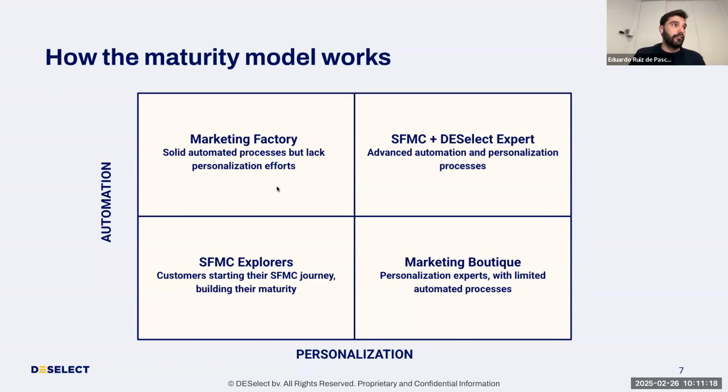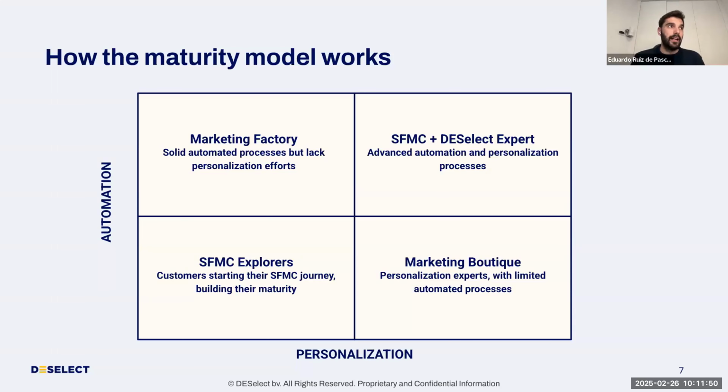So they're not mature in either of the two axes yet. On the top right, we have Marketing Factory. Basically, they're very solid at automating processes, but they lack some personalization efforts. We will discuss later where we normally see customers and what journey they follow through these quadrants. On the bottom right, we have Marketing Boutiques. That's basically the opposite, right? Customers that focused first on making a great experience for their customers, even if that means spending more manual resources from the team, as they don't have automated processes yet.